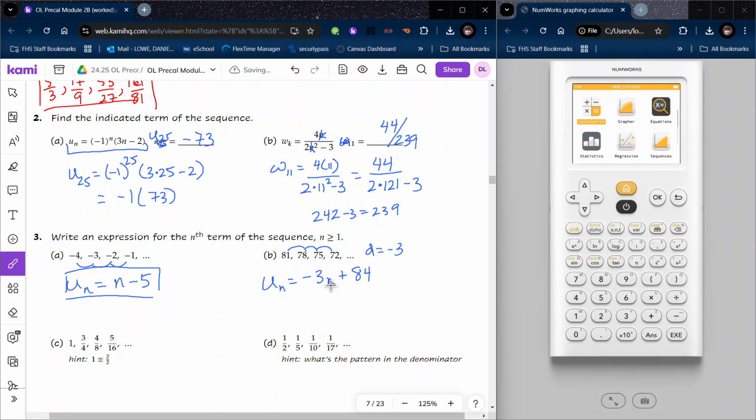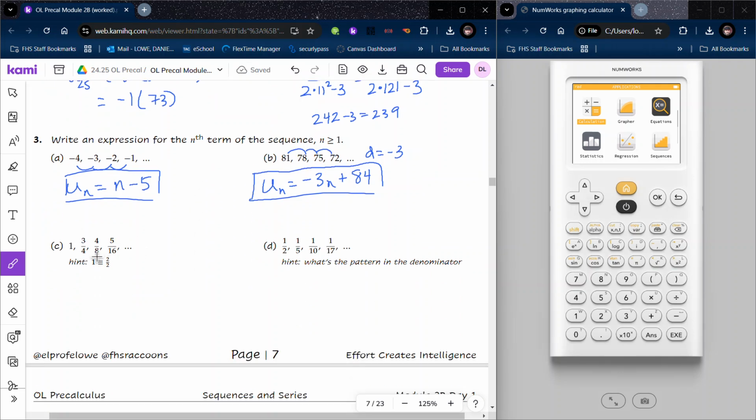Because if n is equal to 1, I'm going to have negative 3 plus 84, which is going to be 81. Then I would have negative 3 times 2, which is negative 6 plus 84, which would be 78. So there is my nth term.